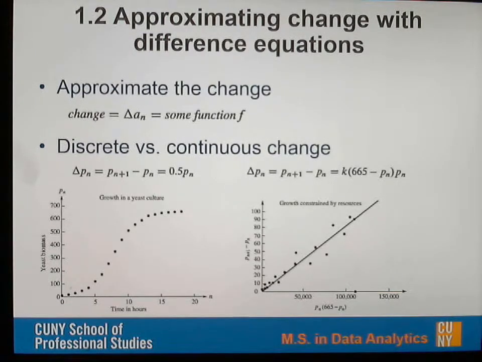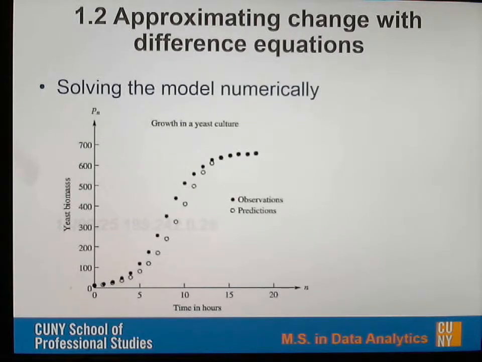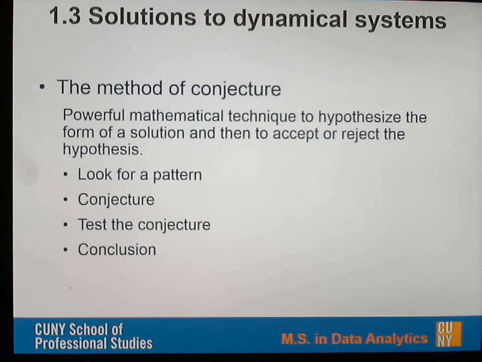In the example in the text, these are the predictions from math modeling, and these are the real observations. As you can see, in some locations it fits really well, and in other locations it doesn't fit well. Later on we will learn how to measure the fit, meaning how good the model is. For the solution of a dynamical system, we look for a pattern and conjecture, then test the conjecture and conclude.